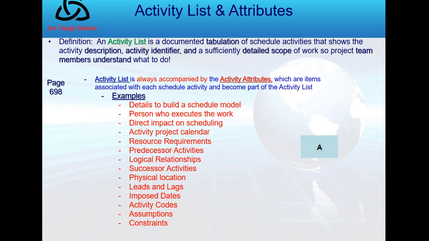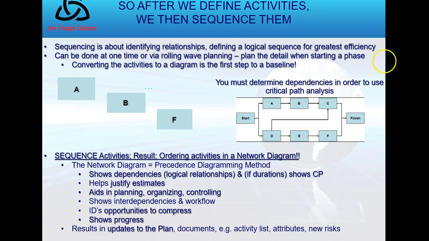But the activity list has activity attributes, and those attributes include what are the logical relationships of that activity, what are the successor activities, meaning what are the activities that come after this activity, where's the physical location of the activity, does it have leads or lags, did somebody else, a boss, impose a date on this activity, that sort of thing. Okay?